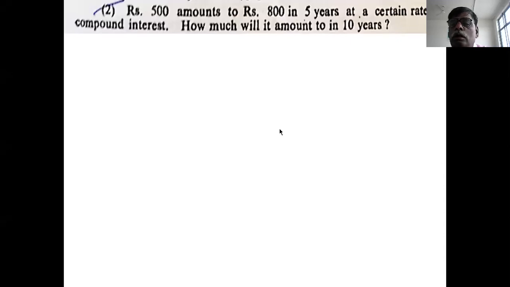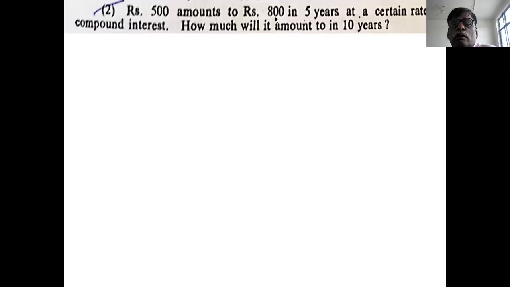Okay, I solved exercise number 1. I dictated exercise number 2 for your homework, but I don't know how many of you solved this problem. Okay. In the second example, you see here 500 amounts to rupees 800.